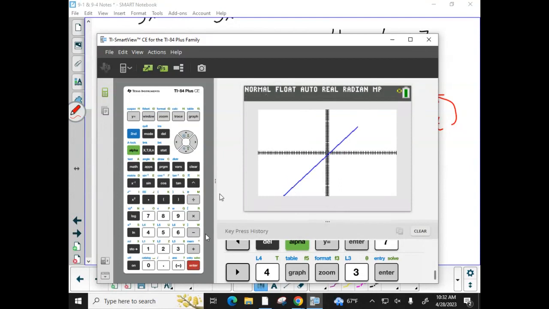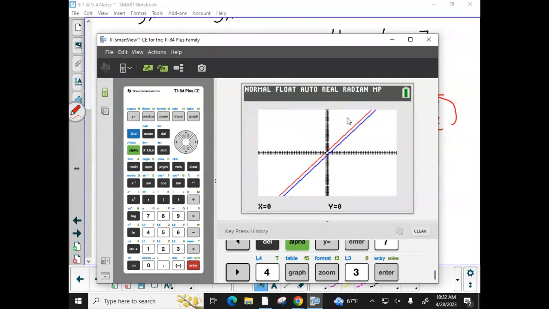So you zoom out 3, zooming out from the center. But if you look at it now, you can see that they don't ever hit. If they don't ever touch, then there is no solution.